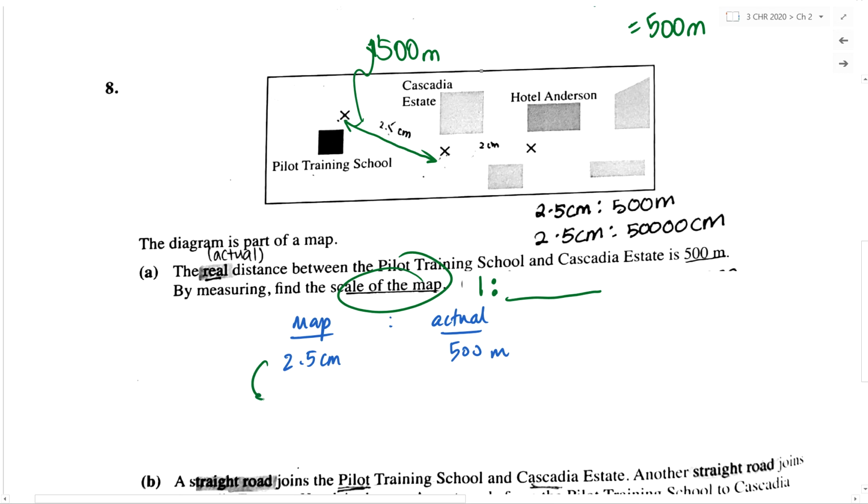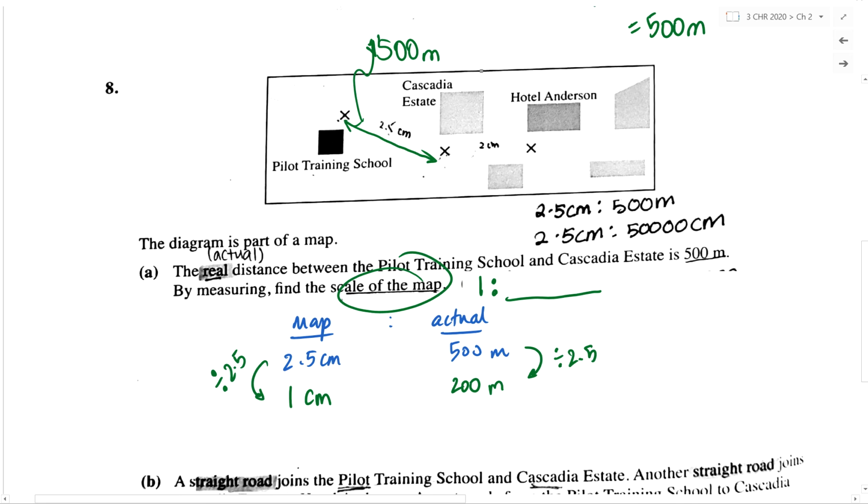I want to convert this to become 1 cm. What should I do? How do I get from 2.5 cm to 1 cm? Divide by 2.5, thank you. So over here, I also must divide by 2.5. 500 divided by 2.5, we get 200. Then I have a question, what are the units? 1 cm represents 200 what? Meters. It is still meters over here. I haven't done anything to the units yet. So we've got 200 meters.